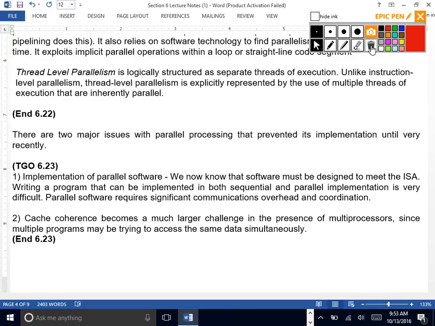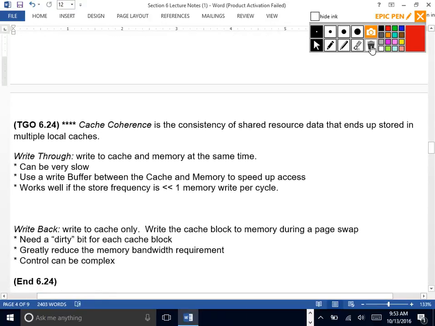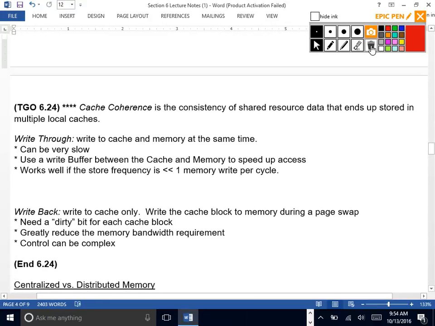And so we're going to be talking about directory and snooping protocols today, and that's how you go about doing that. There are two main concepts for cache coherence, and I did include my little Star Trek this time. Cache coherence is the consistency of shared resource data that ends up stored in multiple local caches. So we'll talk about the difference, you can see here at the bottom, centralized versus distributed memory.